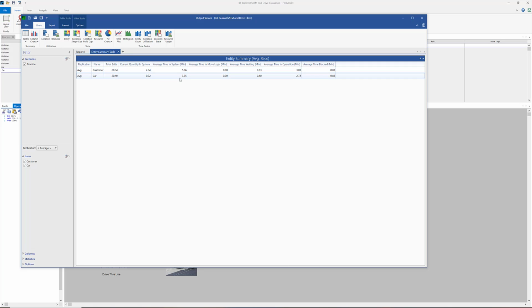Okay, so average move logic, average time waiting, and then average time blocked. What's the difference between average time waiting and average time blocked? Average time blocked is the time spent in the waiting line. And average time waiting is waiting at the teller window when the resource is not available. So waiting is for the resource. You're at the window, but the teller is actually helping someone else.